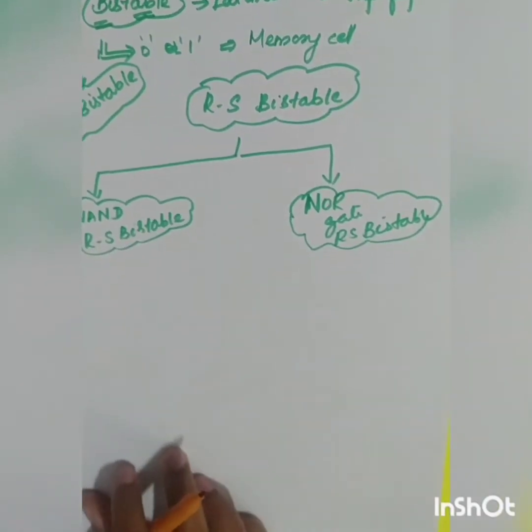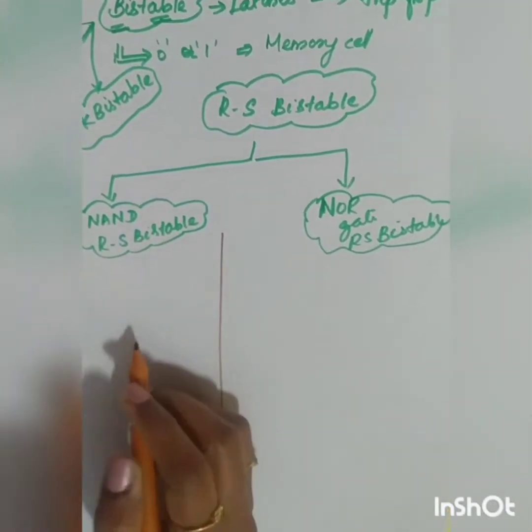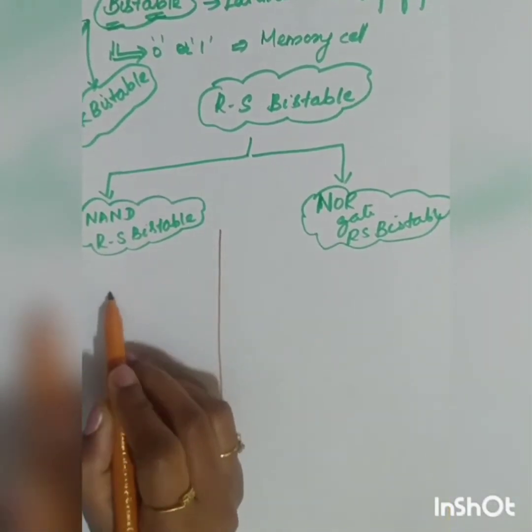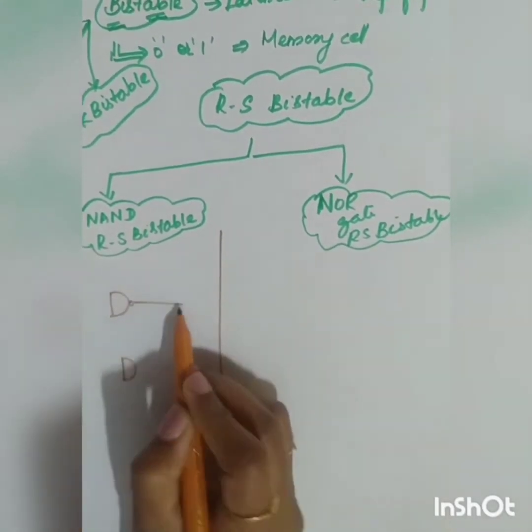So this is going to be the diagram using NAND gates. Okay, so how will you construct it? You are going to take two NAND gates.